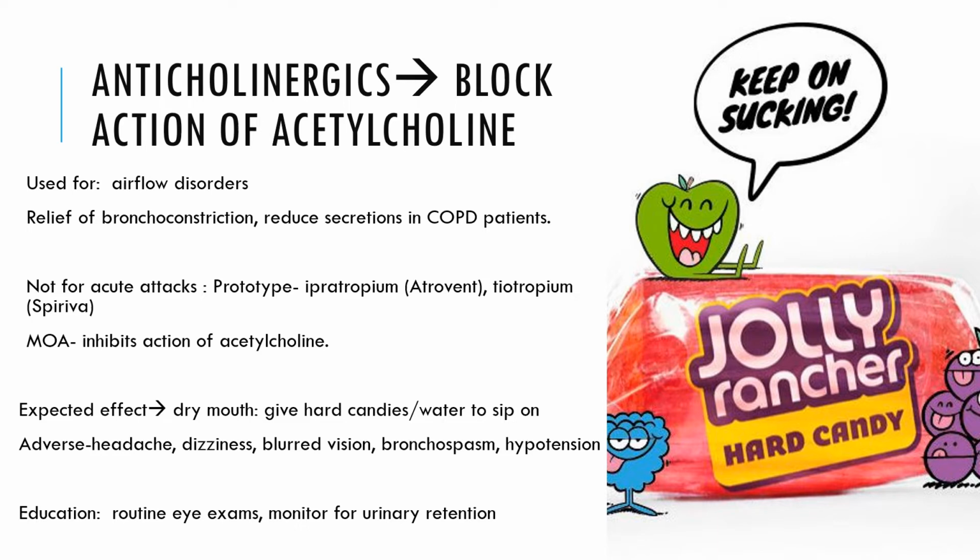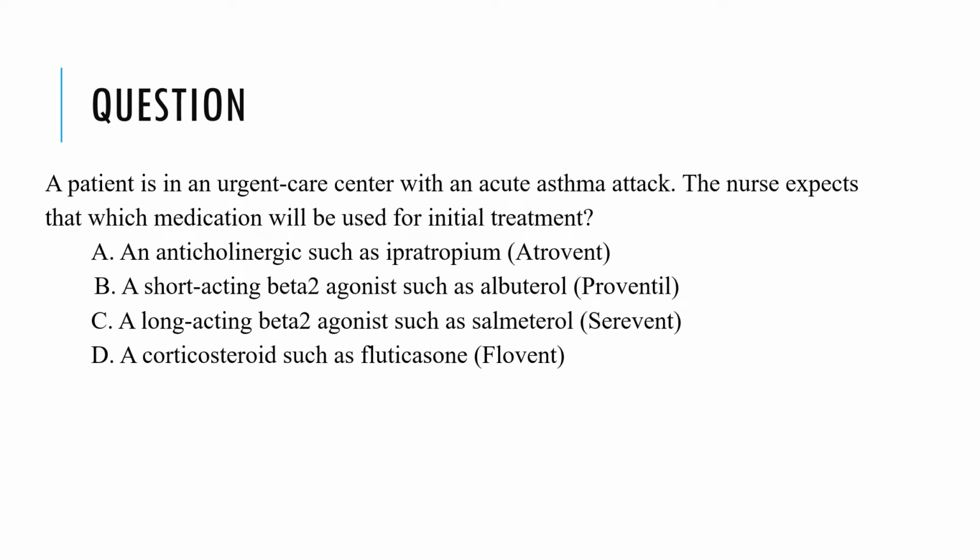All right, next slide. Another question. Patient is in an urgent care center with an acute asthma attack. The nurse expects that which medication will be used for initial treatment? Is it A, an anticholinergic such as ipratropium, B, a short-acting beta-2 agonist such as albuterol, C, a long-acting beta-2 agonist such as salmeterol, or D, a corticosteroid such as fluticasone?